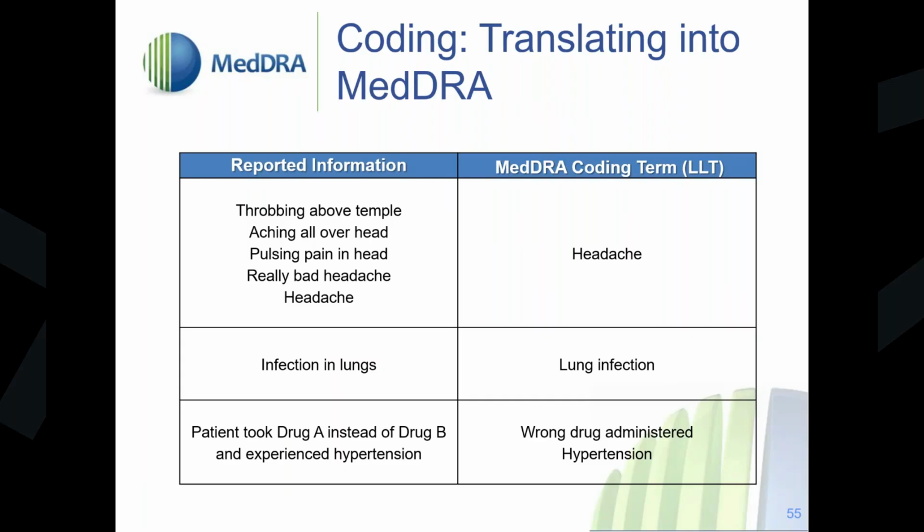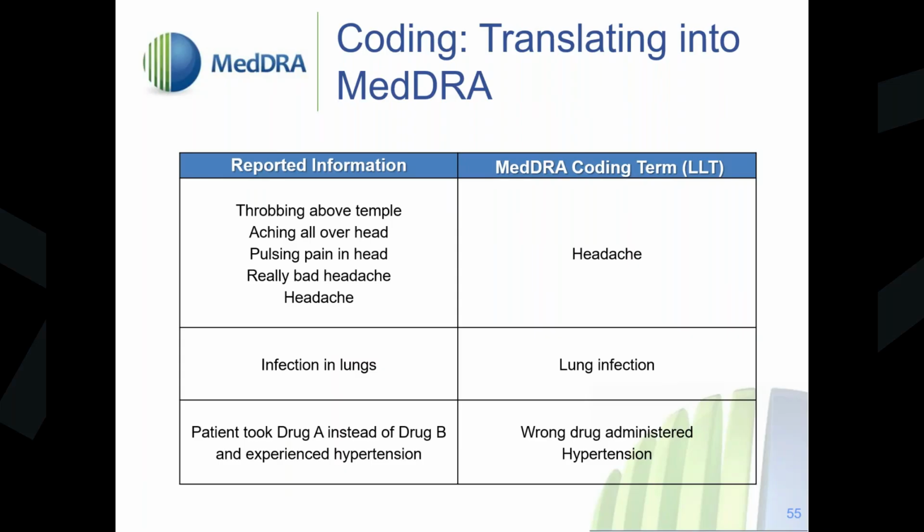And in some examples, like the third example on your screen, maybe a single LLT is not enough to convey the entirety of what you're receiving from your source. So if the patient took drug A instead of drug B and experienced hypertension, you're talking about a medication error and a sequelae. Both of these are very important pieces of information. It's not covered in one single LLT in MedDRA. So there are scenarios where your reported verbatim, your narrative, your source information cannot be covered by a single LLT, and you may need to select more than one LLT to capture the entirety of the information received.